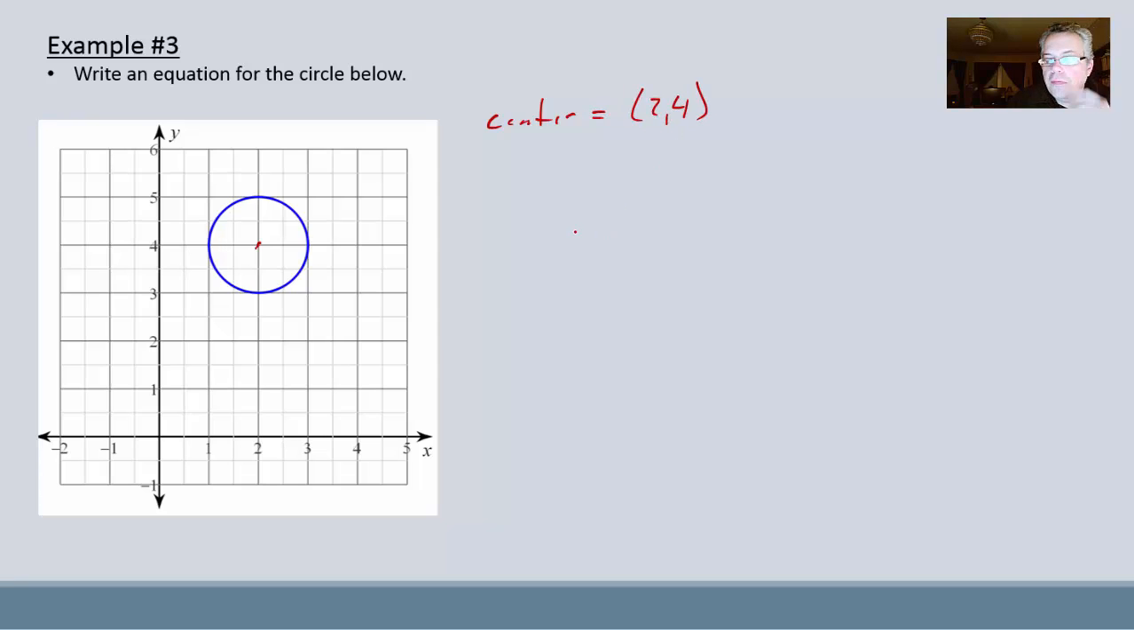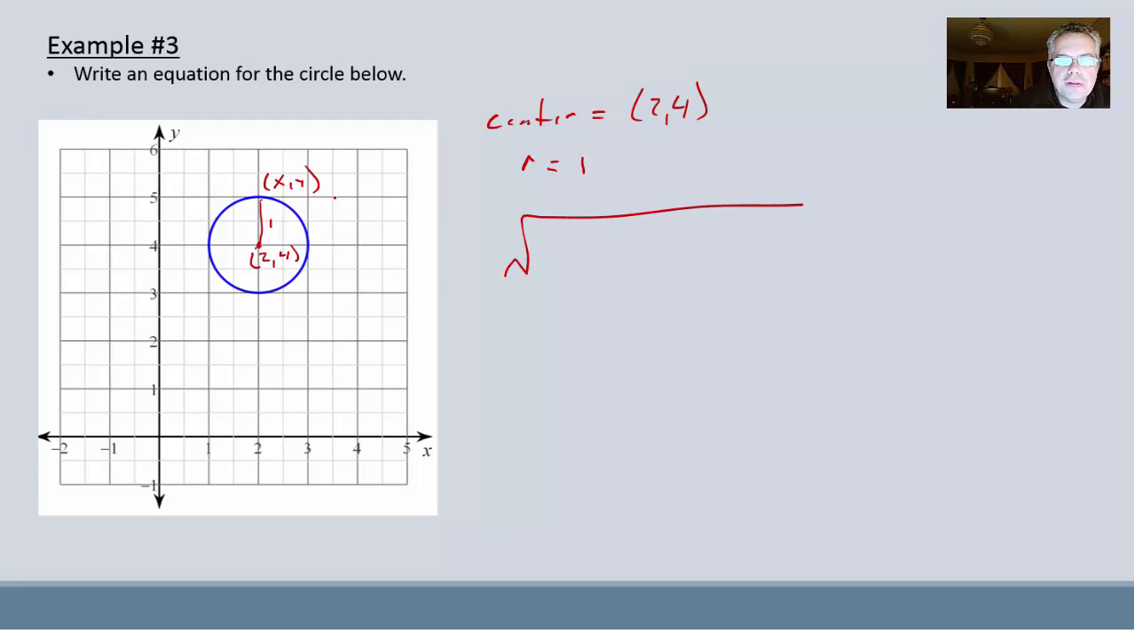And just like when we're writing an equation of a line, we want the slope and the y-intercept. But for a circle, center and radius. Okay, and I'll label the center first, (2, 4), and the radius is 1. I'll go up this time. The radius is 1. Here we go. So any point on the circle must be 1 unit from the center.